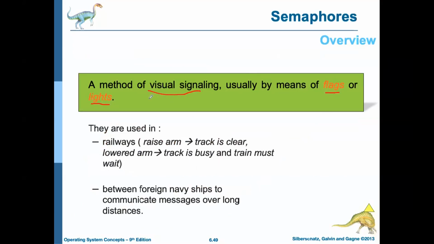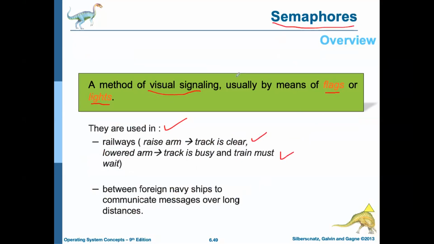So they introduced this, and it is used, for example, in railways, where a raised arm means the track is clear, give a signal, and a lowered arm means the track is busy and the train must wait. They give this analogy about the technique we are going to use. So we are actually introducing this semaphore.